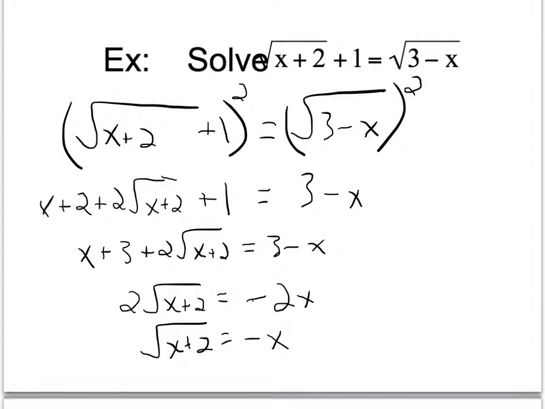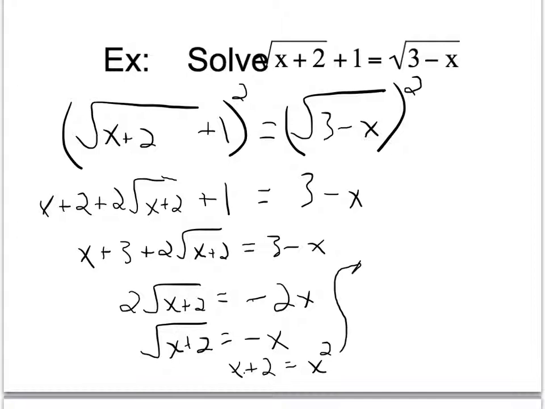Now, since I have that by itself, I can square it again. This is the hardest thing we're going to do today, so don't feel bad if you're getting a little lost. Again, rewind the video if you don't understand. If I square both of these, the square root of x plus 2 squared is just going to stay x plus 2, and negative x squared is just going to turn into x squared. So I'm going to have x plus 2 equals x squared.